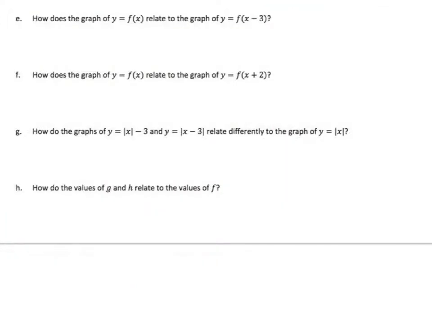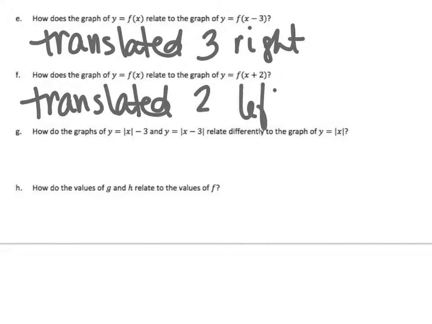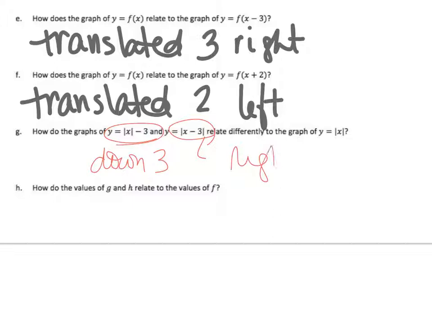So how does the graph of y equals f of x relate to the graph of y equals f of x minus 3? We shifted. Let's see, translated. Oops, I'm still in my highlighter form. It's okay. Translated 3 to the right. And here we translated 2 to the left. And if you look at that one, we went down 3. Where here, I'm going right 3. We're going to move on from this one, though. Next page.